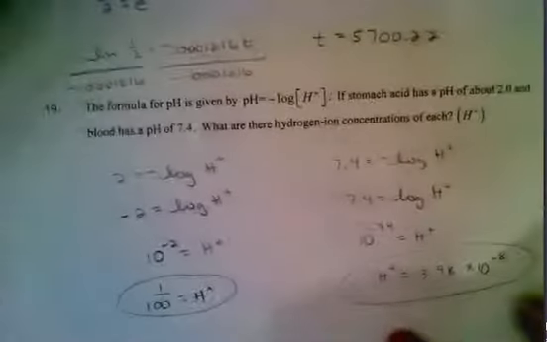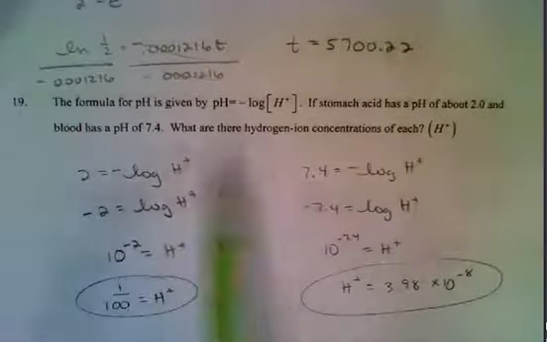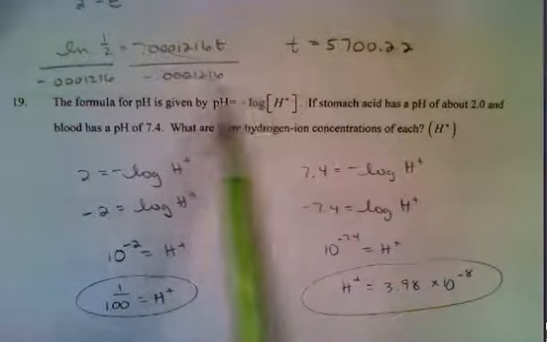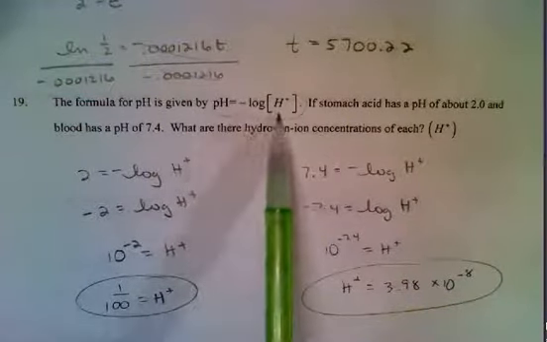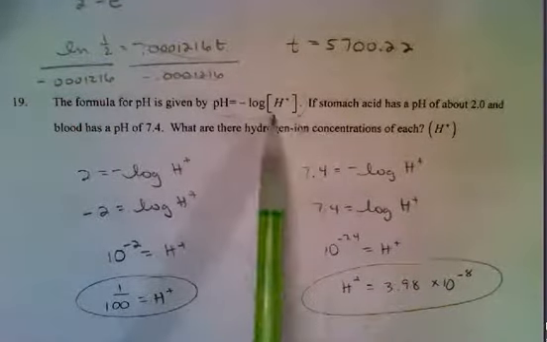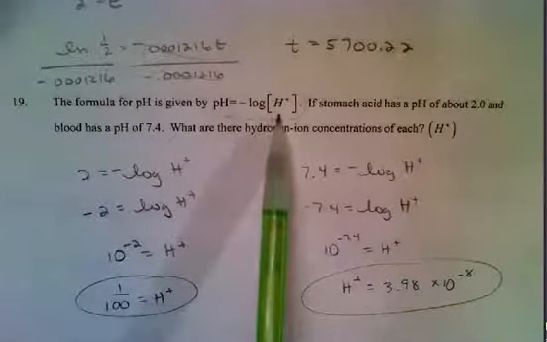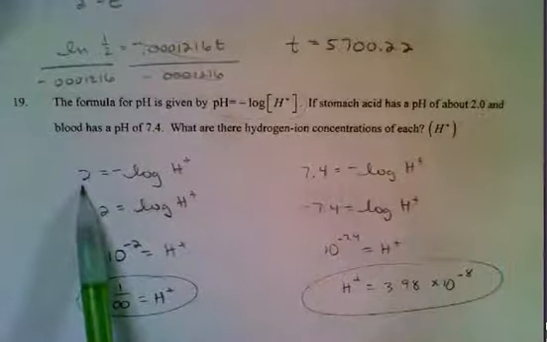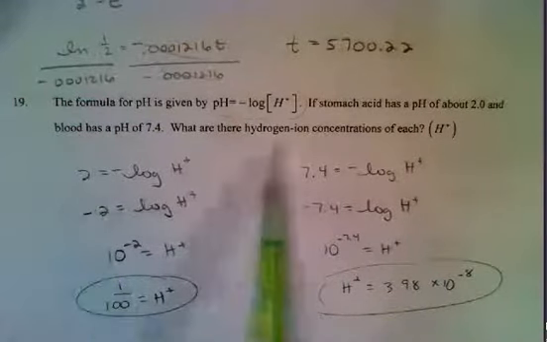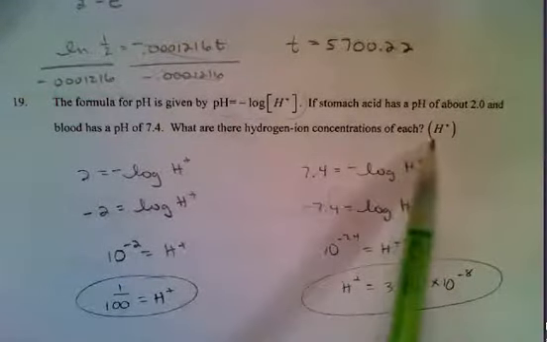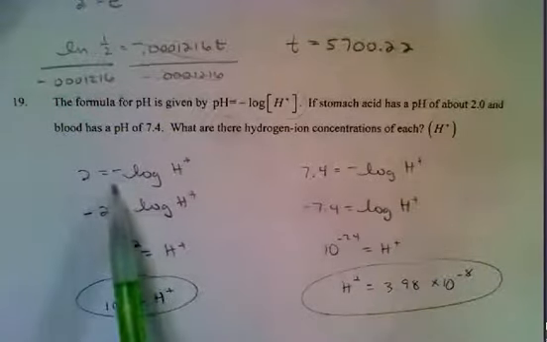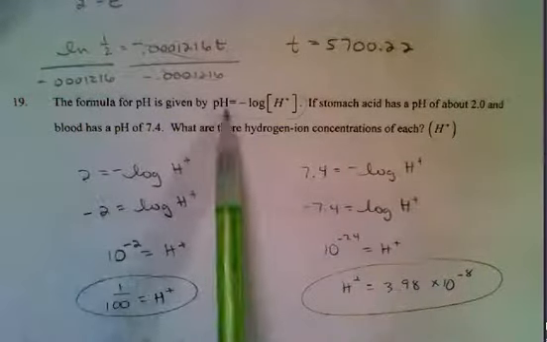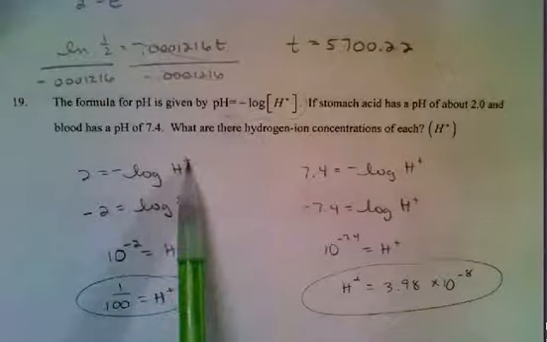Same with this one. It's a pH equation, so I give you the equation right here. The pH is equal to negative log of the hydrogen ion concentration, H+. Okay, so if stomach acid has a pH of 2, so I put in the pH equals 2, find the hydrogen ion concentration. So in other words, find H+. So I just put in 2, the pH equals negative log of H+.